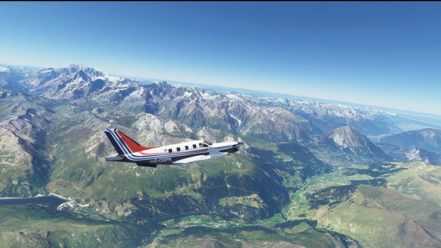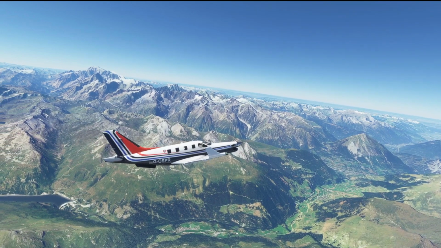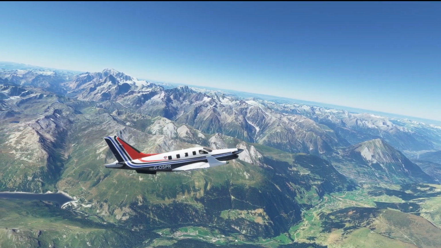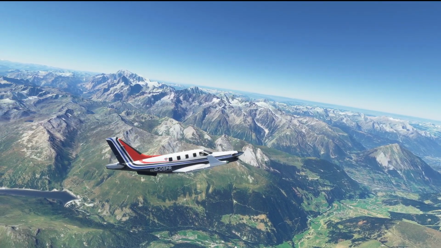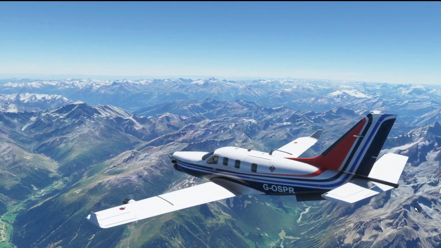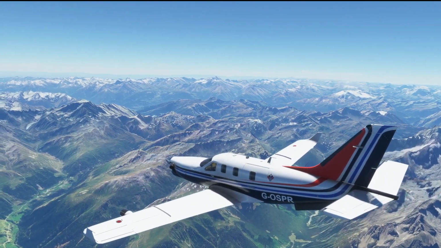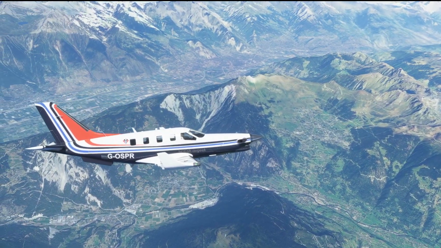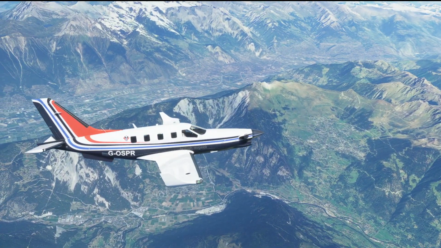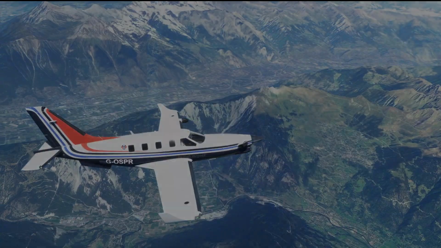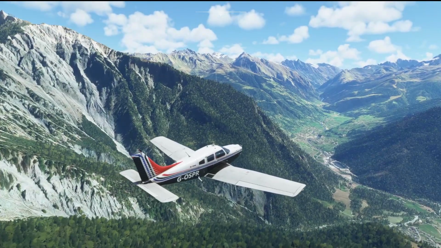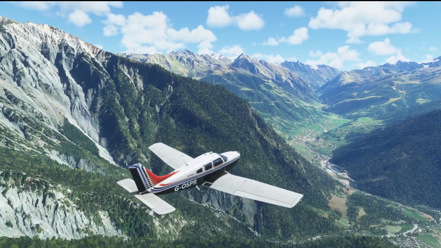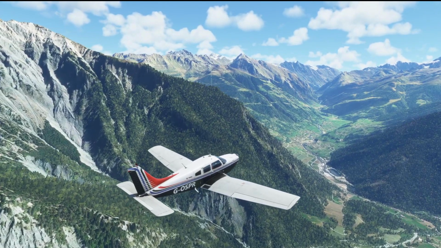So even IFR overflying the mountain range, it's going to look absolutely stunning from above when we're cruising past in the A320neo. The level of detail is absolutely breathtaking in certain areas. The mountain on the left, for example, I've not seen anything like that in the sim before.